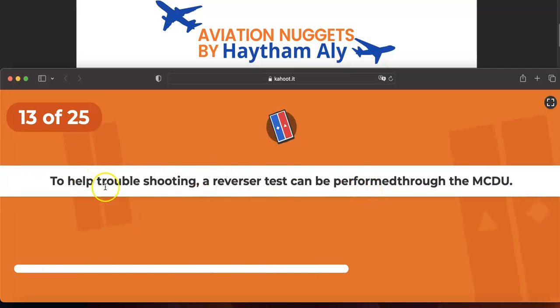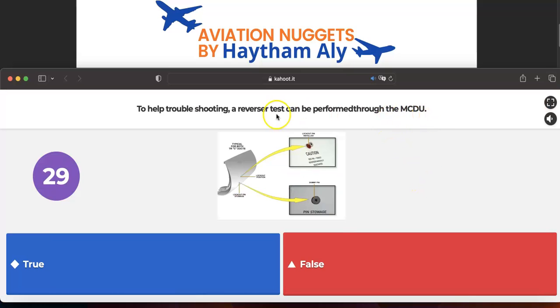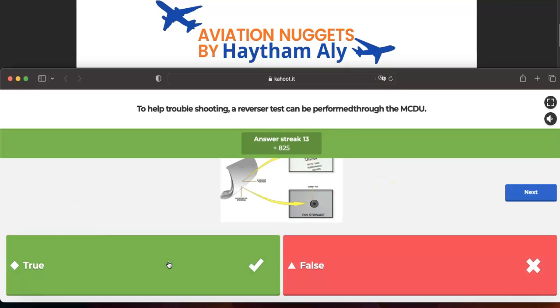Question 13 of 25. To help troubleshooting, a reverser test can be performed through the MCDU. This statement is very true. For maintenance purposes and for troubleshooting, maintenance personnel can perform a thrust reverser system test on ground, thanks to the centralized fault display interface unit. They will have the N2 signal as the engine is running, to allow thrust reverser system test on ground with the engine not running.